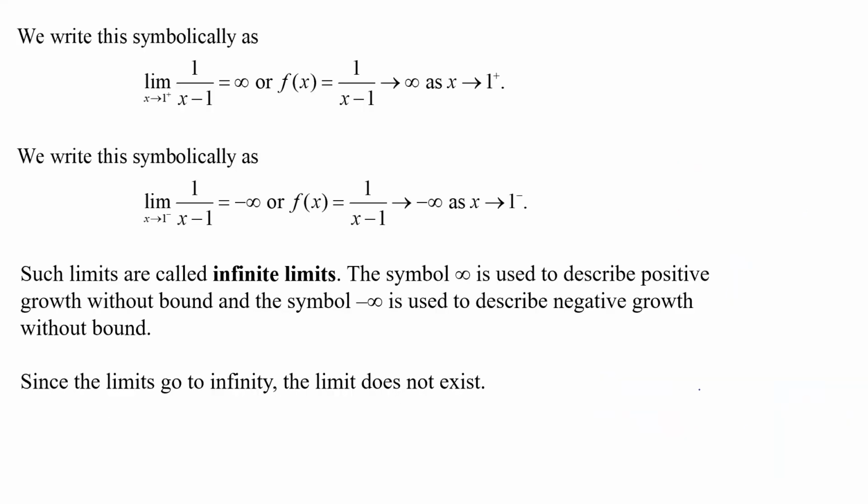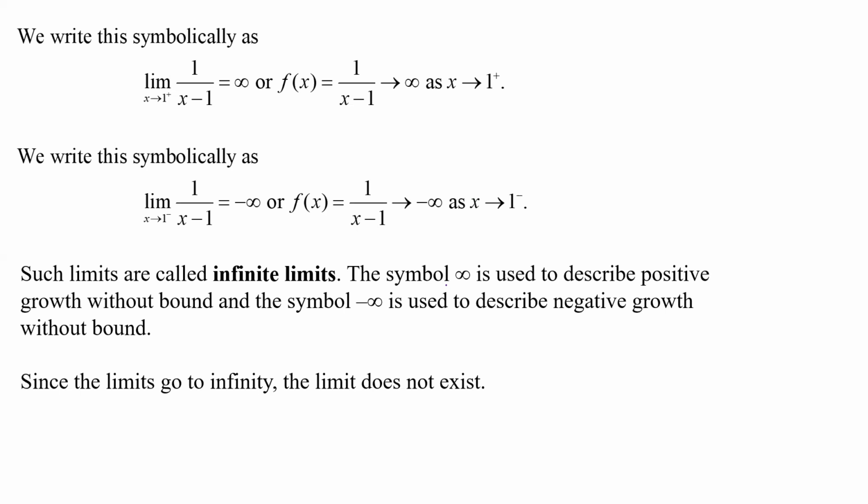Now, we write this symbolically as the limit as x approaches 1 from the positive side of 1 over x minus 1 is equal to infinity. Or I guess I should say, f of x equals 1 over x minus 1 approaches infinity as x approaches 1 from the positive side. Now we write it as the limit as x approaches 1 from the left of 1 over x minus 1 goes to negative infinity, or f of x equals 1 over x minus 1 approaches negative infinity as x approaches 1 from the negative side.